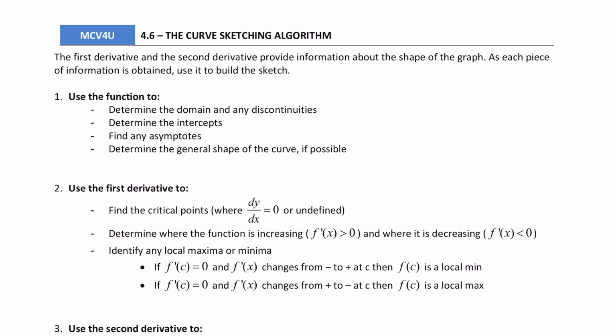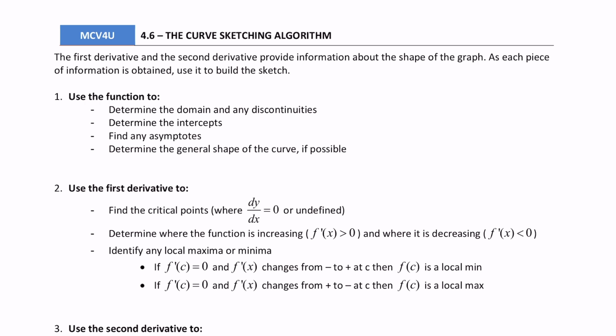Everyone. Welcome back to another lesson in MCV4U. Today we'll be looking at the curve sketching algorithm. The first derivative and the second derivative provide information about the shape of the graph. As each piece of information is obtained, use it to help build the sketch.